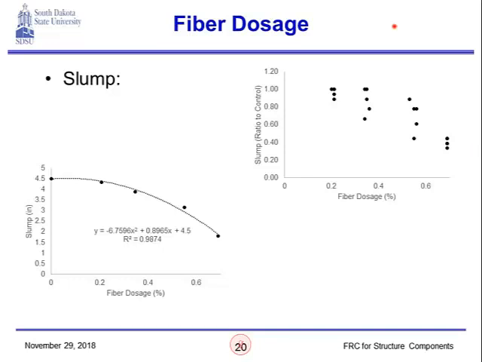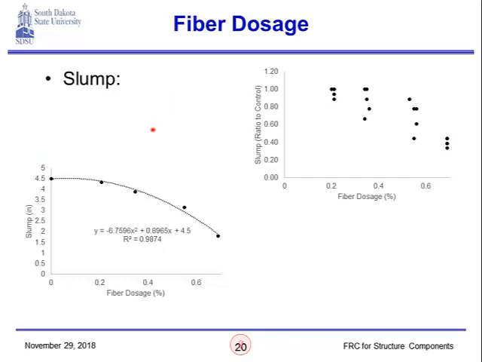And then if we average them, the fiber type does not really affect the slump. It's only the fiber dosage that affects the slump. So we can average all of these. These basically represent each fiber type. If we average them, we end up with a very good correlation, a secondary correlation.